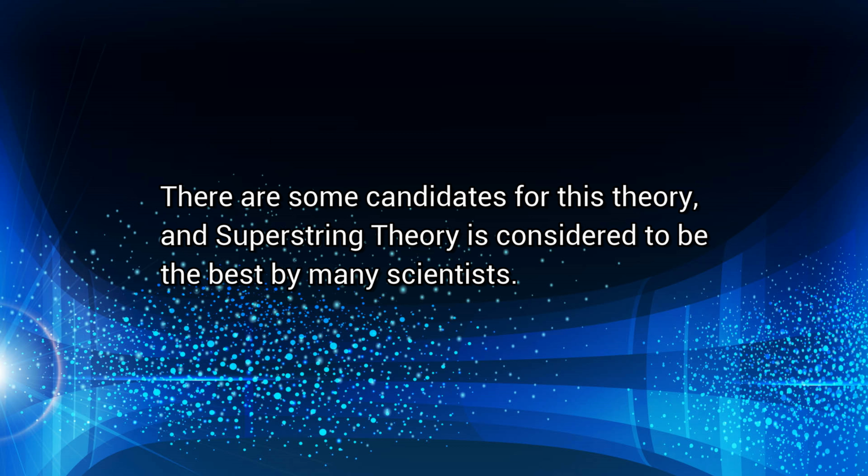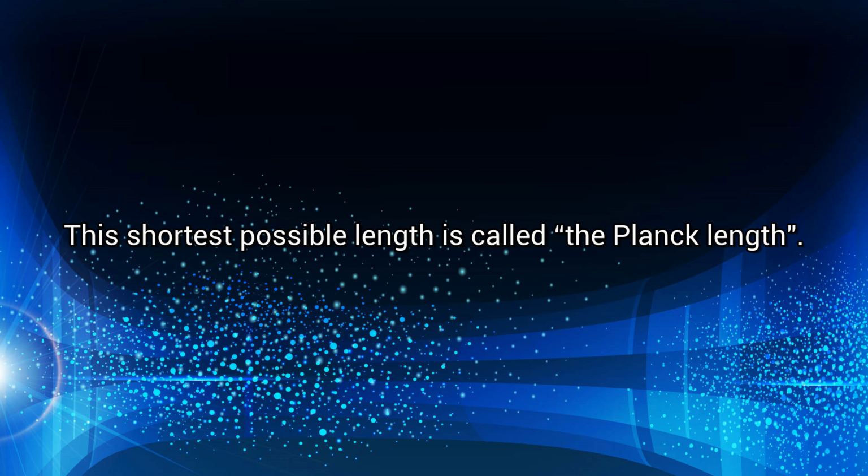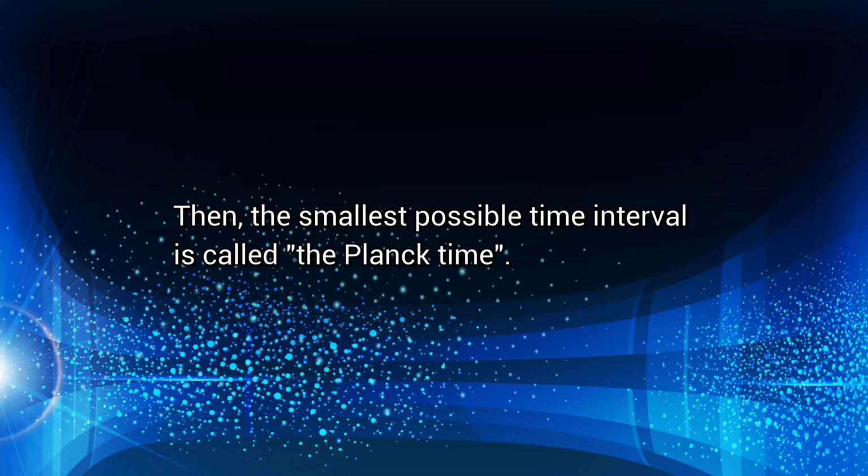There are some candidates for a theory of everything, and superstring theory is considered to be the best by many scientists. According to this theory, any elementary particle is not a particle, but a tiny string, called a superstring, which has the shortest possible length. This shortest possible length is called the Planck length. Then, the smallest possible time interval is called the Planck time.